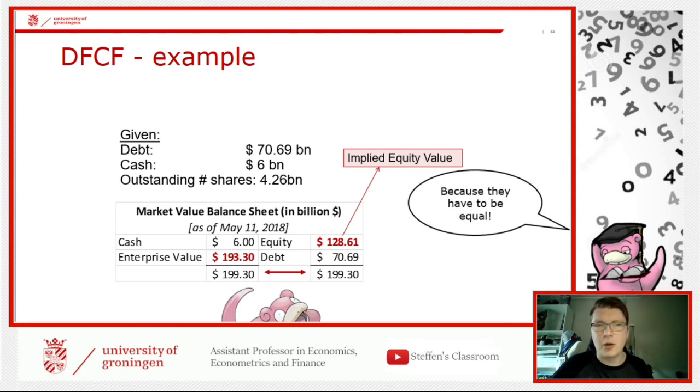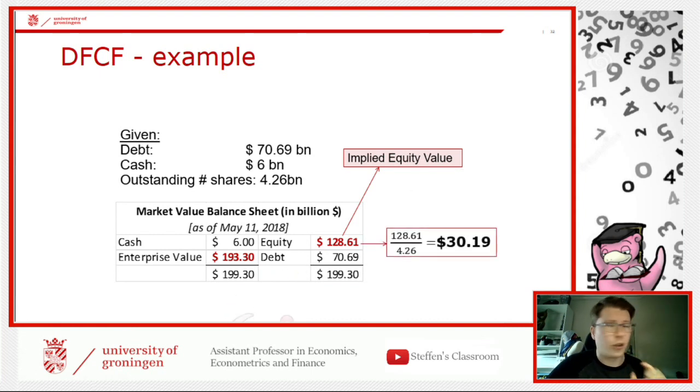Yes, Slowpoke, they have to add up. Well done. We all know this, they have to add up on each side, right? So that's the implied value of equity. Good, good, good. Now, you can take this implied value of equity divided by the number of outstanding shares, which will give you the share price of 30.19. So that's the estimate using the free cash flow model.